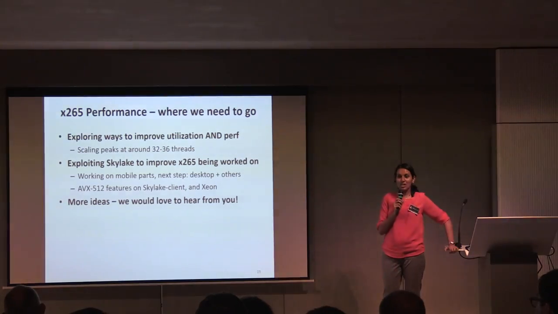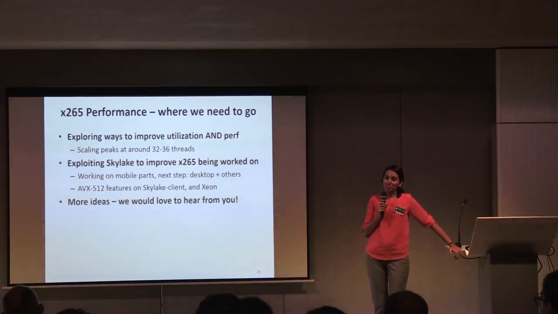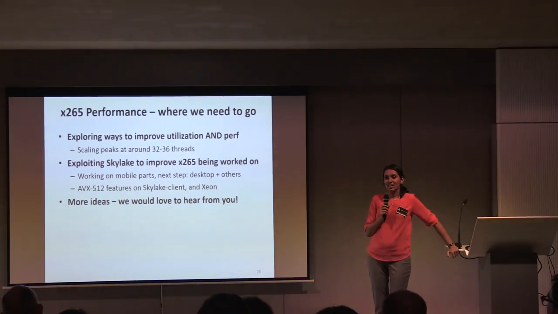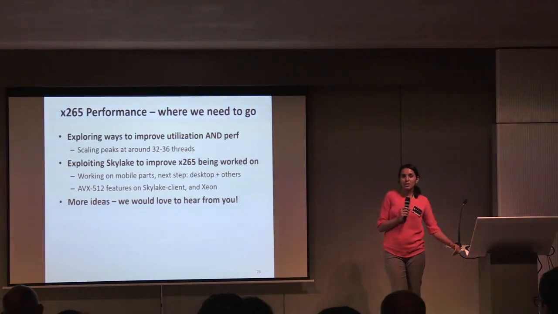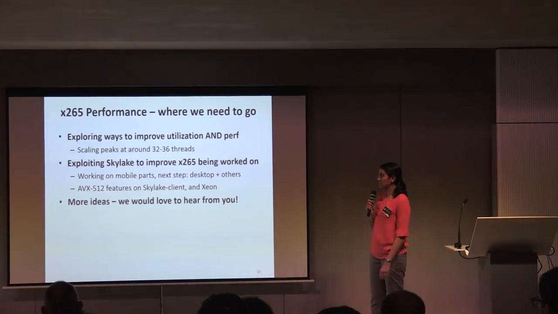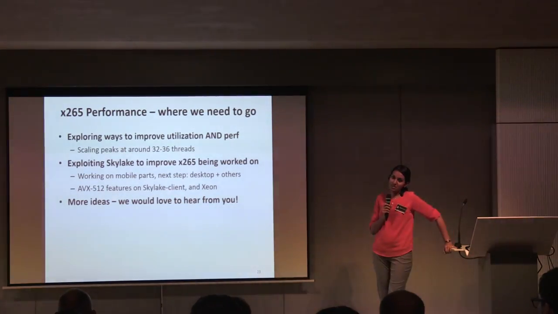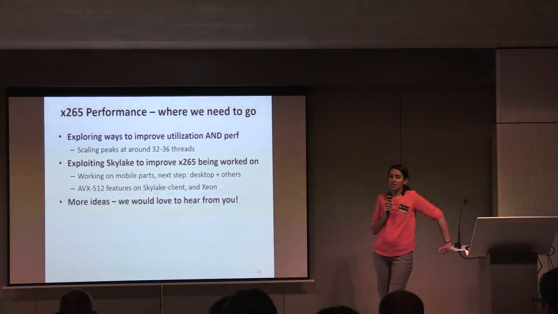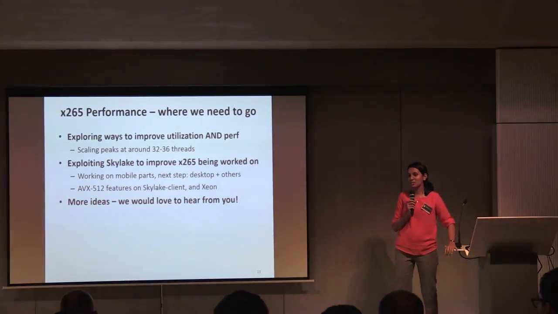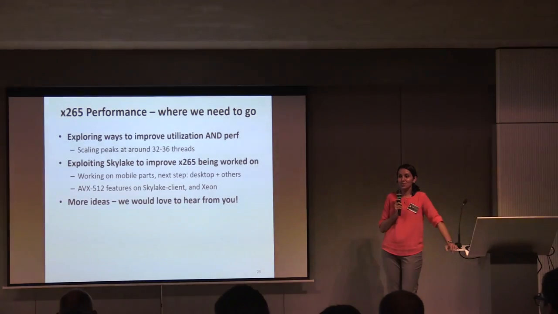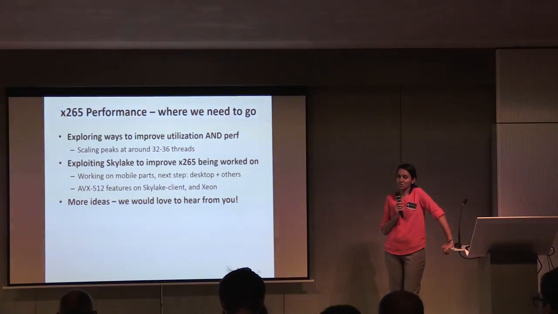X265 performance, where we need to go. Scaling peaks at around 32 to 36 threads. There's no linear scaling expected after that, so we are really looking at ways to improve utilization as well as performance, exploiting Skylake of course. Hopefully when the Skylake Xeons come out, they'll have the AVX512 instruction set, so maybe there are some gains to be expected from those as well. We would love to hear more ideas, especially from this group, and we would like to encourage everybody to participate and join with the X265 development.